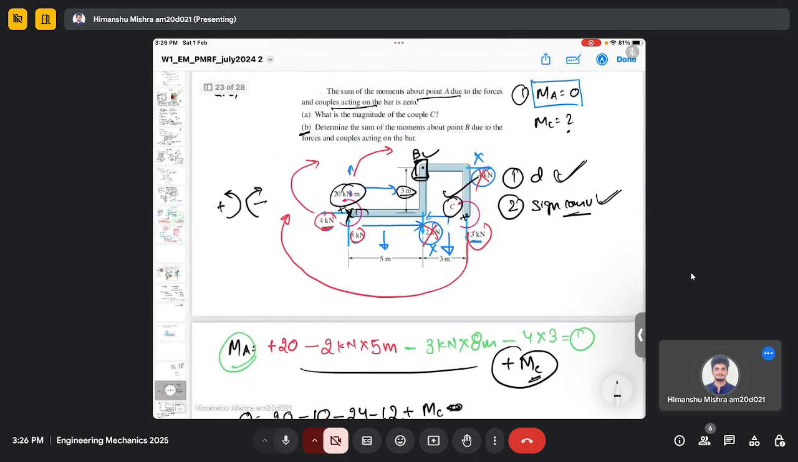So any doubt in this problem? If not, then we can move to the next question.